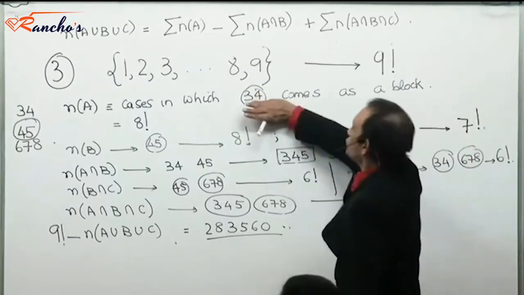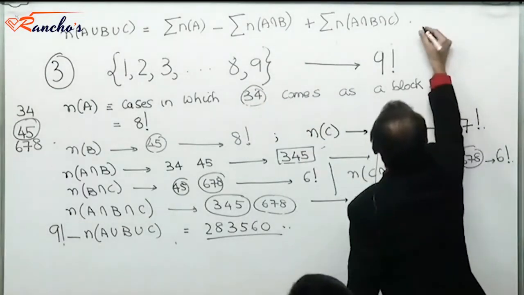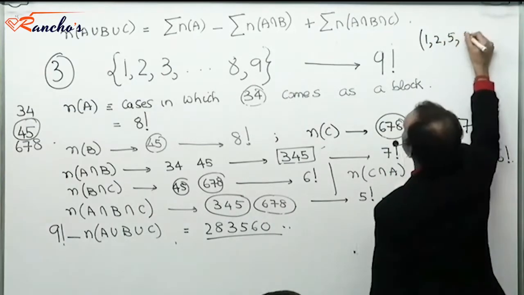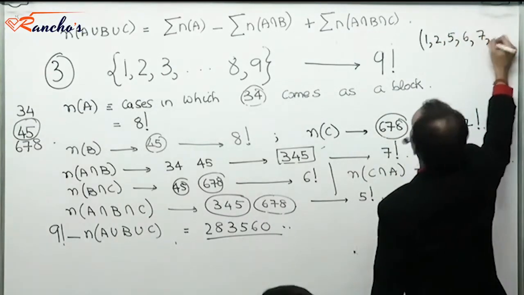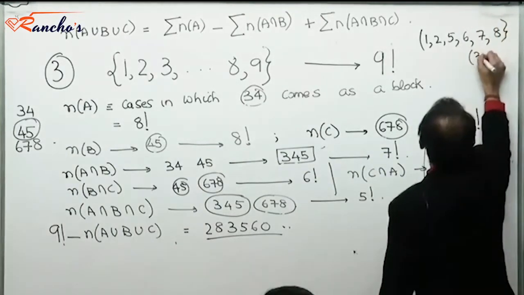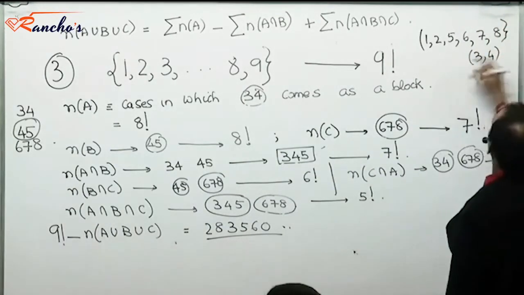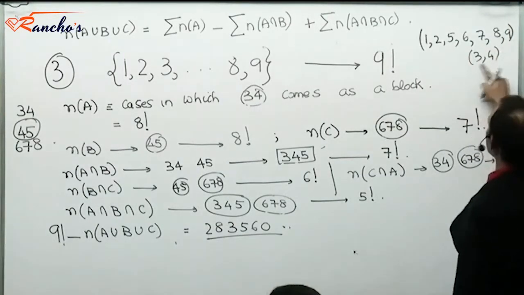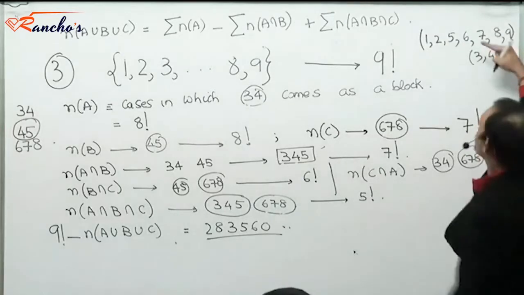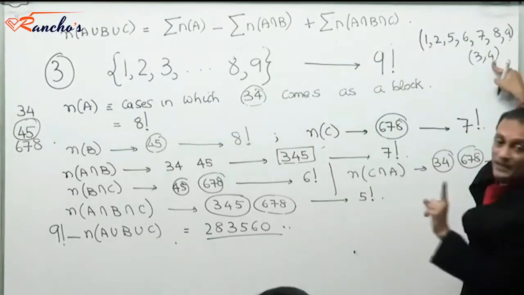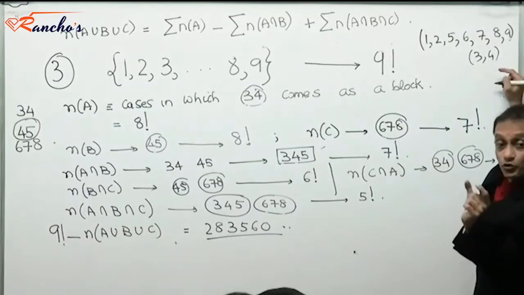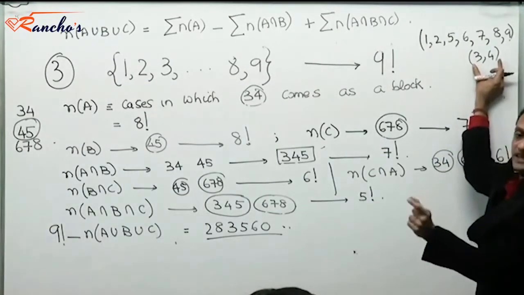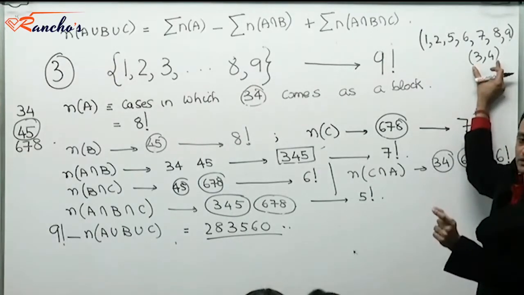Okay. So now what we have is 1, 2, 5, 6, 7, 8. Look at these. And 3, 4. Okay. And 9. All right. So how many are these? There are 7 more here. So now this 7 and 3, 4 as one single unit. That makes it 8 units. In 8 units, 3, 4 will appear as one single unit. So in how many ways can you arrange 8 units? 8 factorial ways. Got me?